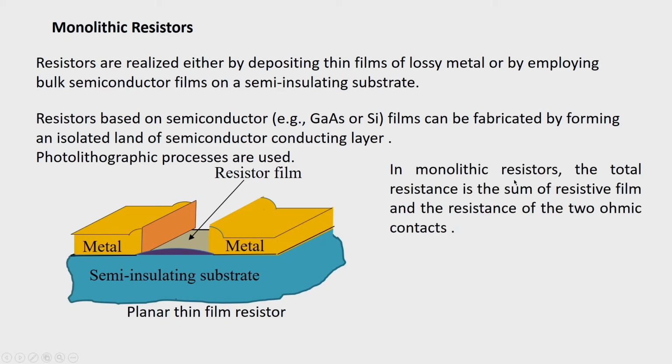In a monolithic resistor, the total resistance is the sum of the resistive film and the resistance of the two ohmic contacts provided by these metals, and therefore, R will be equal to Rs L by W, where L is the length of the film, W is the width, plus 2 times the resistance because of this ohmic contact, so Rc Lc divided by Wc.